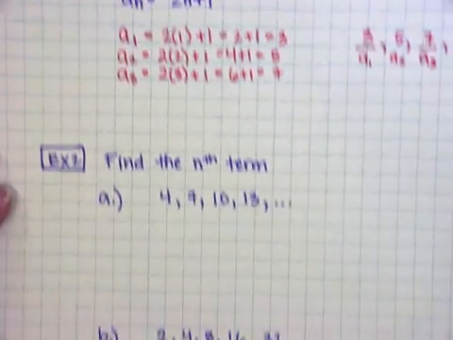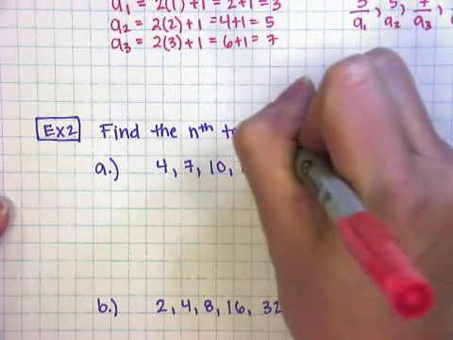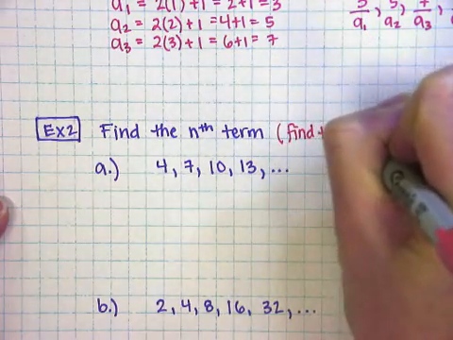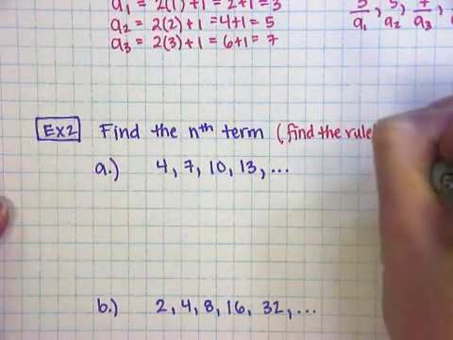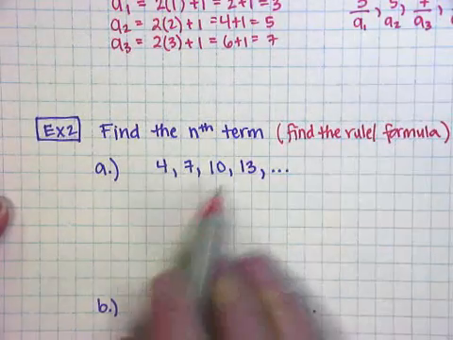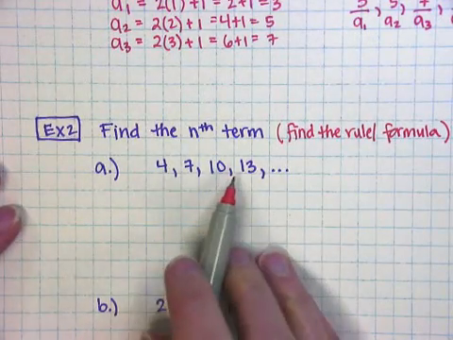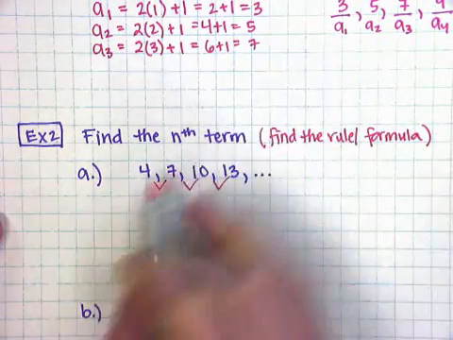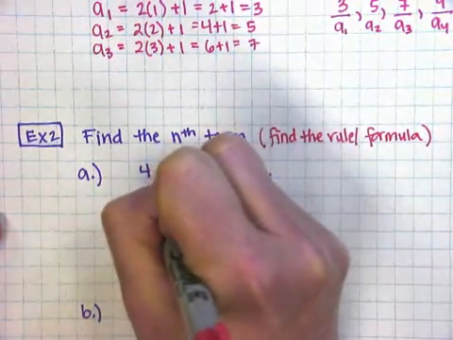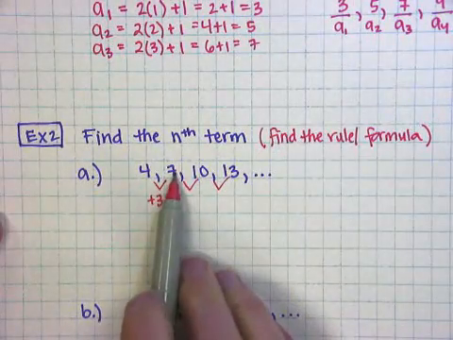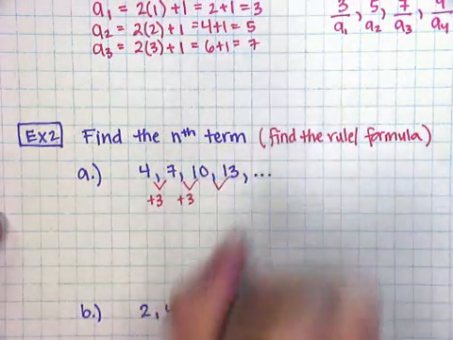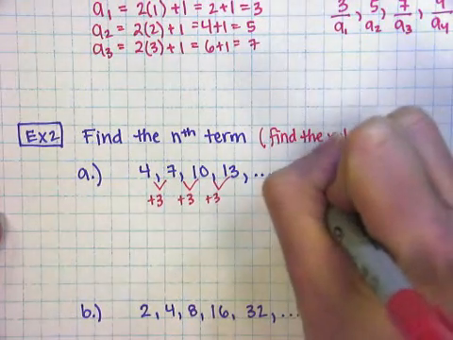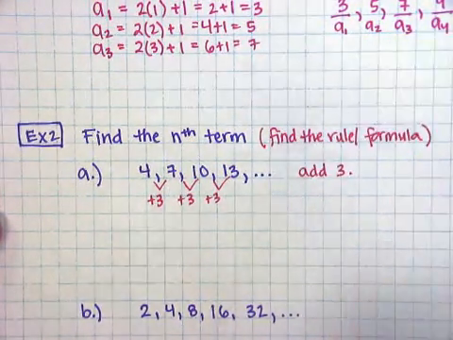The next problem asks us to find the nth term. Now when you see these directions, it's just another way of saying find the rule or the formula to get these numbers in the list. So the first thing you're going to do is look for the pattern. So here I notice that each time it's going up by 3. 4 plus 3 is 7. 7 plus 3 is 10. 10 plus 3 is 13. So my pattern is that I'm adding 3 every time.